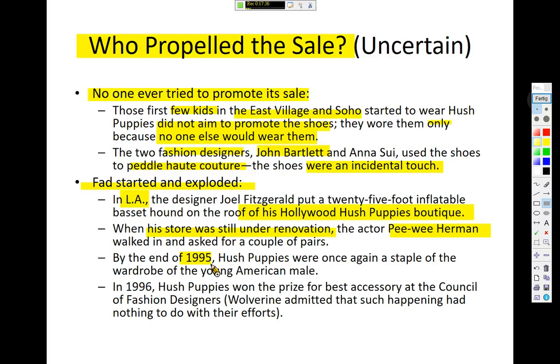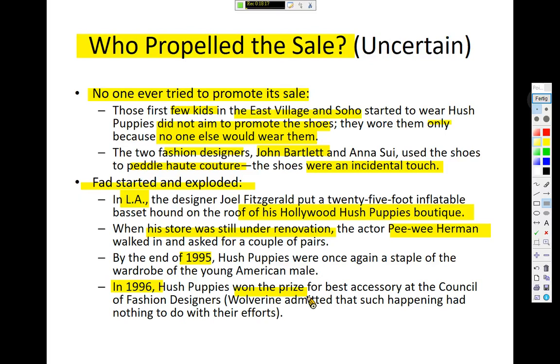So in 1995 and in 1996, let's look here, so funny. In 1996, the sales of hush puppies reached 1.8 million, right? So let's look at what happened to the company. Hush puppies won the prize for the best accessory at the Council of Fashion Designers. In 1994, hush puppy shoes almost died out. In 1996, the company who sells the shoes won the award for the best accessory.